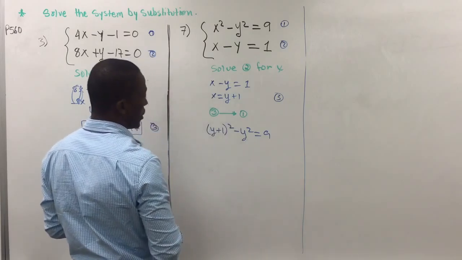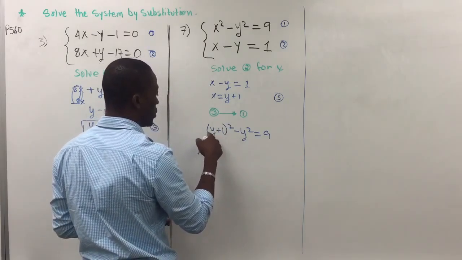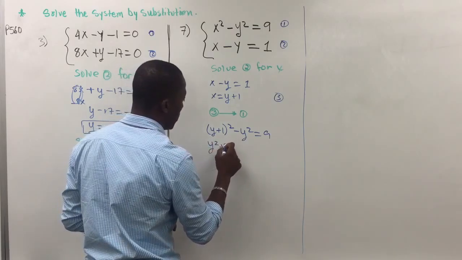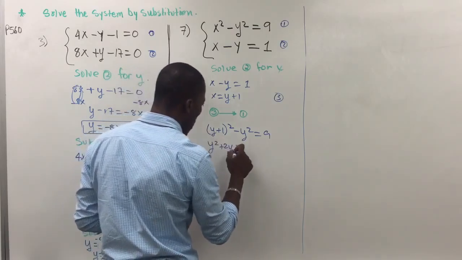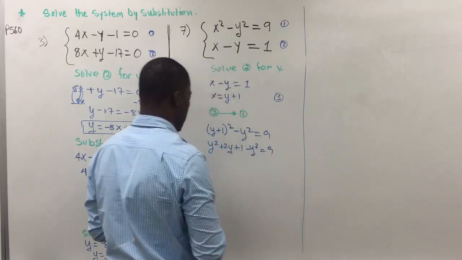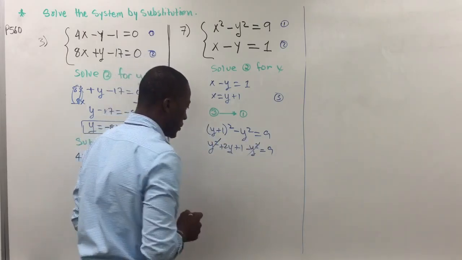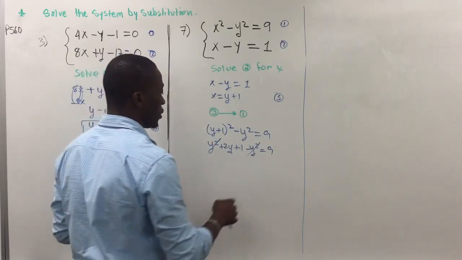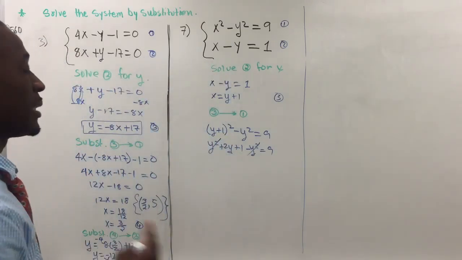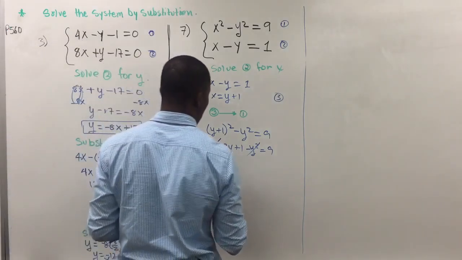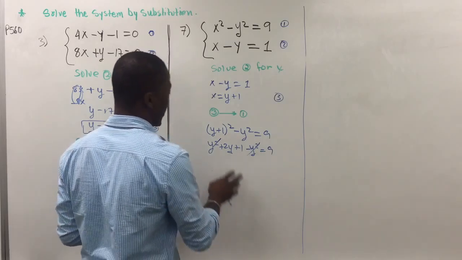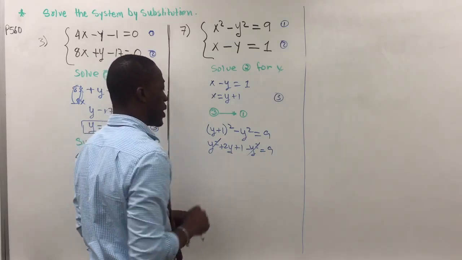Then I'll FOIL this. When you say y plus 1 times y plus 1, you FOIL it, you'll have y squared plus 2y plus 1 minus y squared equal to 9. Those two cancel each other. If they didn't cancel each other, you would subtract 9, bring everything on one side, and then have the quadratic set equal to 0, where you have ax squared plus bx plus c equals 0. So in this case, those two cancel each other, so you end up with just y.